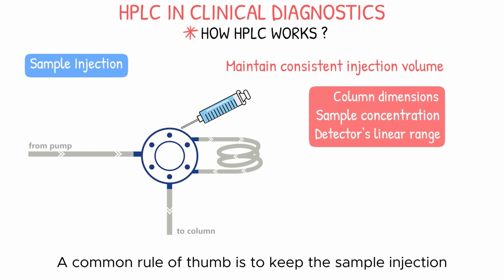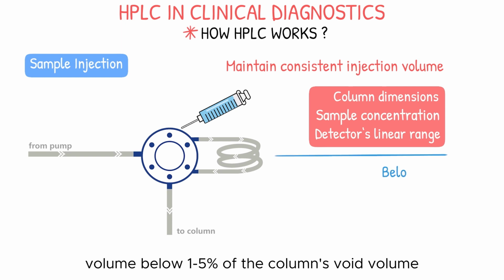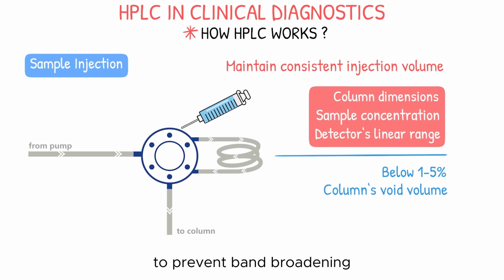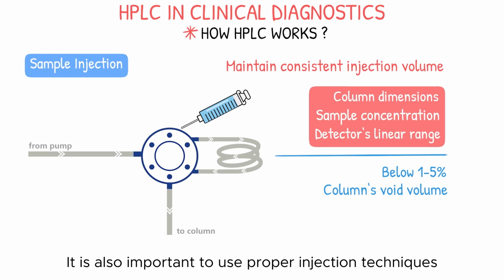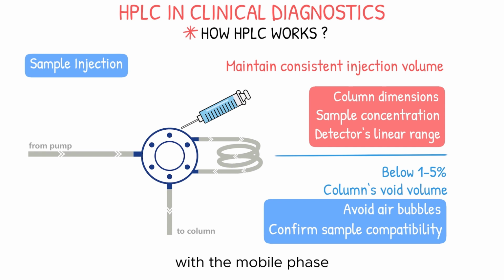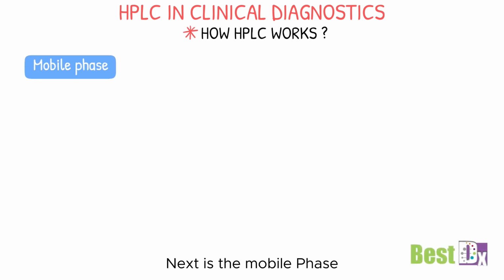For example, a common rule of thumb is to keep the sample injection volume below 1 to 5% of the column's void volume, which is the column volume minus the volume of the stationary phase, to prevent band broadening and maintain adequate separation. It is also important to use proper injection techniques to avoid air bubbles and confirm sample compatibility with the mobile phase. Next is the mobile phase.